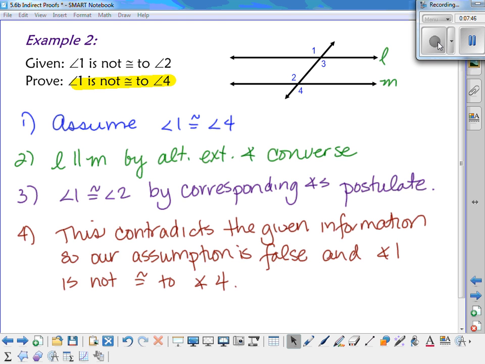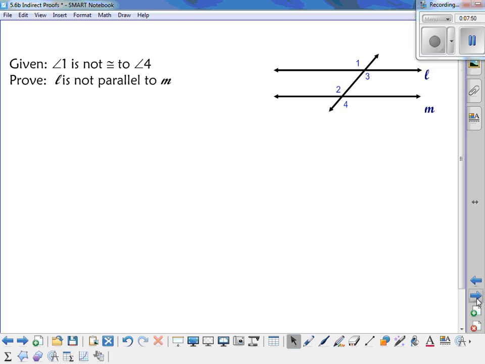Okay, so we have one more example. It's very similar. We are given that angle 1 is not congruent to angle 4, and we're going to prove that L is not parallel to M. So on your own, I want you to figure out what the first step is. Write down what you think the first step is. Pause the video and write it down.